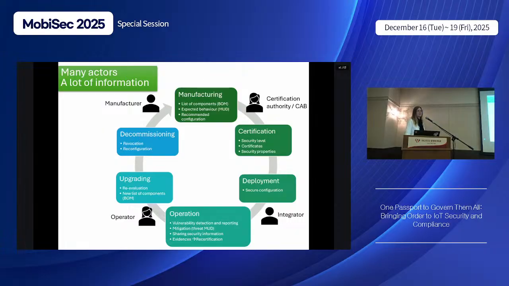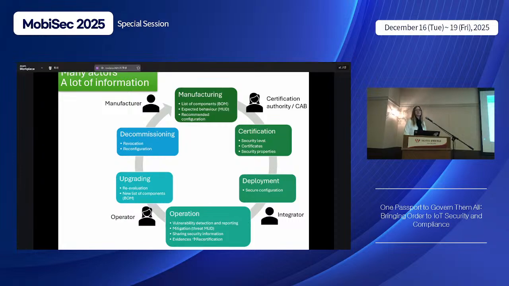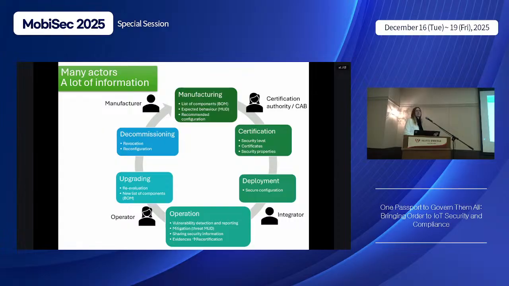During the operational phase, we deal with all the CTI information, with vulnerabilities, with evidence that is valuable for certification. For the upgrading, we deal with the different versions of the software, with maybe updates over the list of components or vulnerabilities, and so on. So we have a lot of information, many actors involved, and the idea is to put in the center of all this ecosystem a machine-readable document, which we have called a security passport.